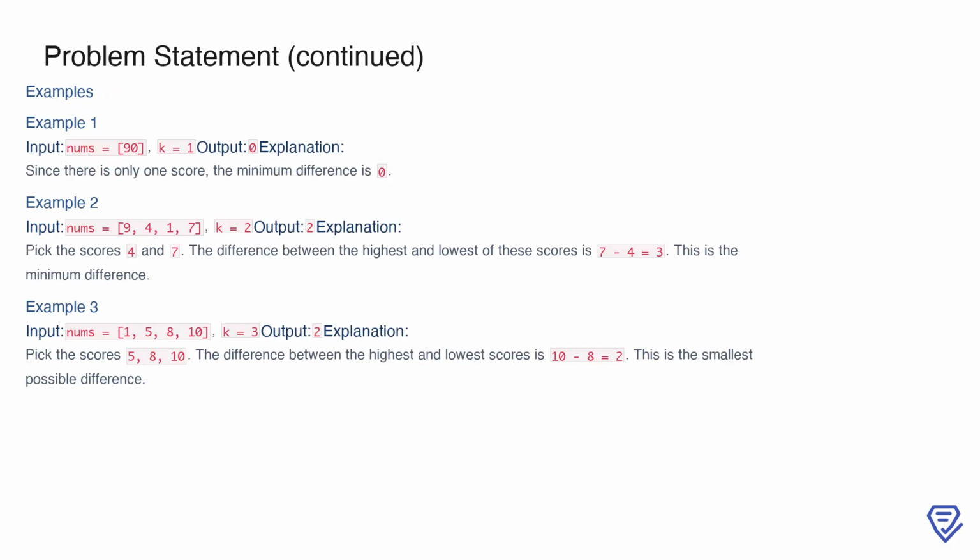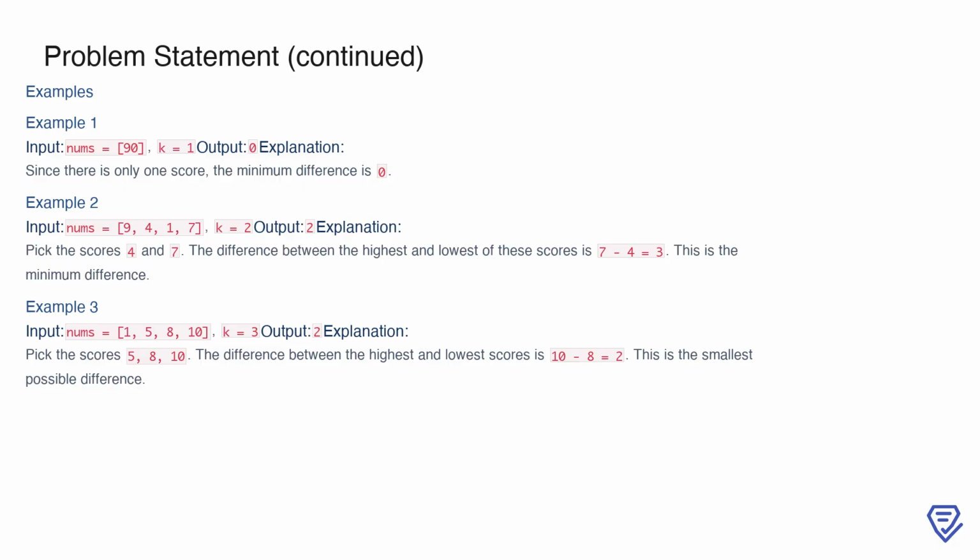To help you better understand the problem, here are some examples. In the first example, the input array is 90 and k is 1. Since there's only one score to choose from, the highest and lowest values are the same, resulting in a difference of 0. In the second example, the array is 9, 4, 1, 7, and k is 2. By selecting the scores 4 and 7, the difference between the highest and lowest scores is 7 minus 4, which equals 3. This is the smallest possible difference when choosing any two scores.